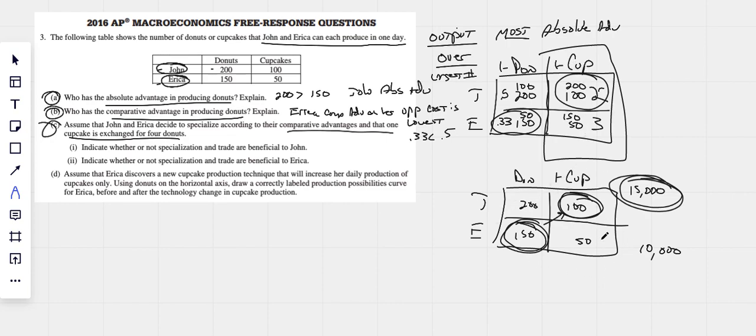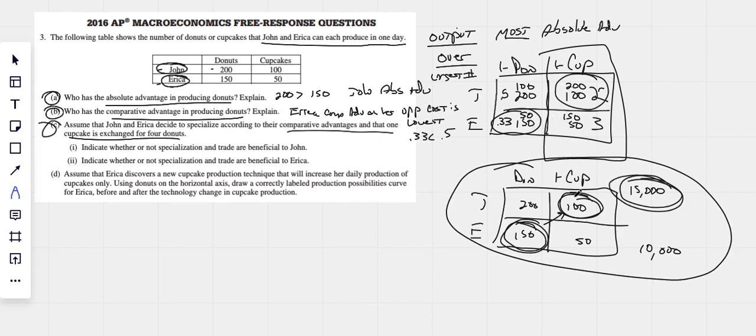Now, this does not help us for doing these. That's why we need to be able to do it both ways. This is a quick way if you're doing multiple choice questions. This way would be beautiful and lovely to know quickly who has comparative advantage. If we're doing specialization or terms of trade, we need to have done the actual math up here. So one cupcake for 4 donuts.